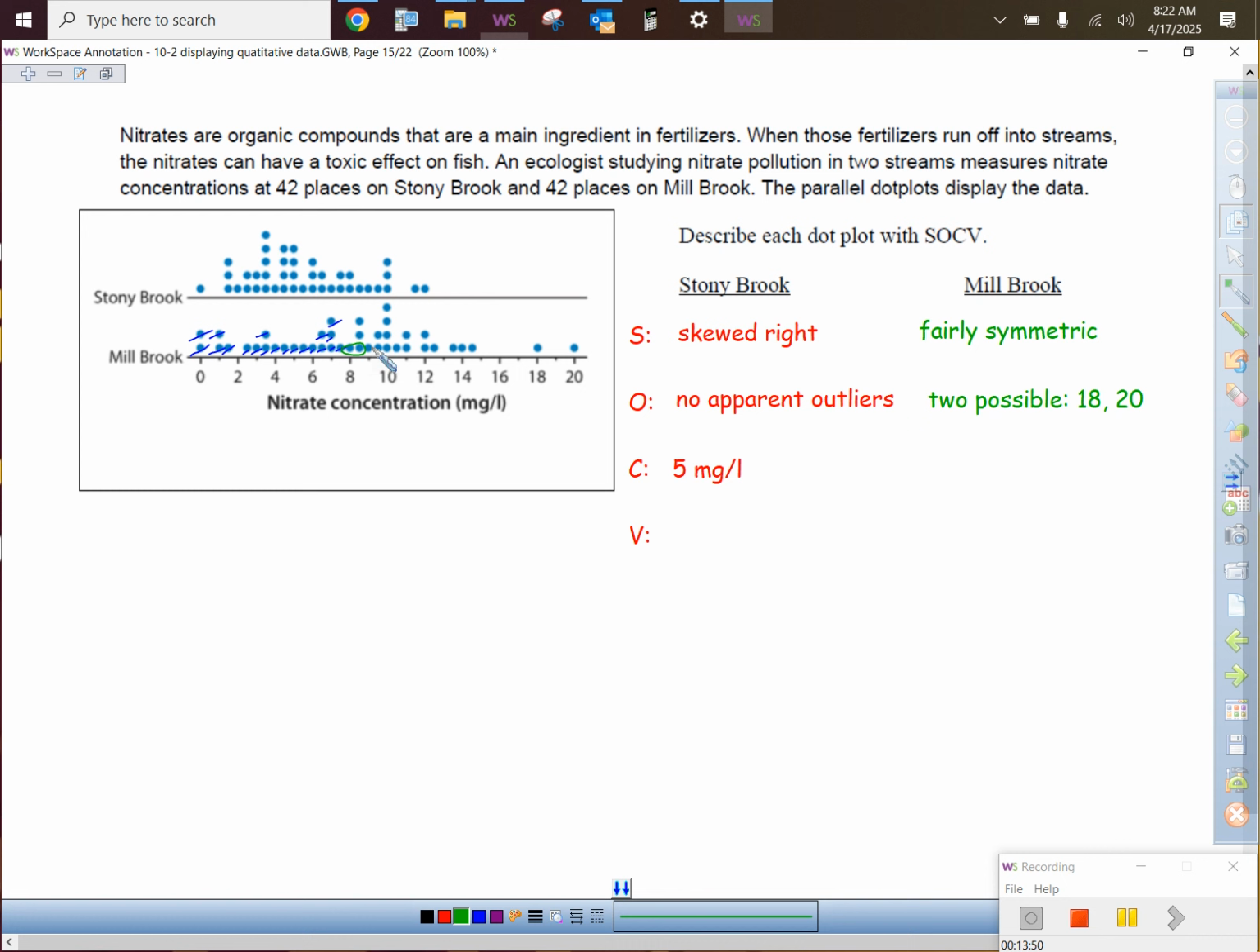One of them is 8. One of them is like a little more than 8. It doesn't even look like 9. But I would probably look at my choices and see which one is really close to 8. Does that kind of make sense? So I just put about 8.5 milligrams per liter.